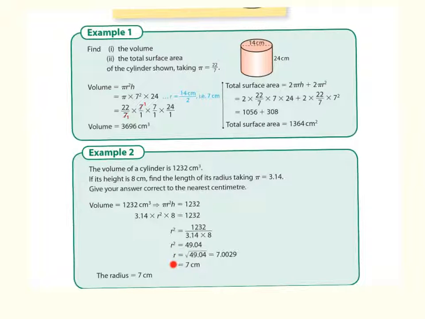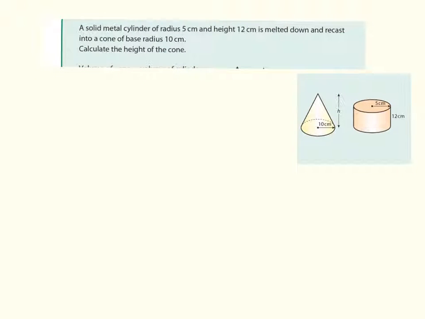But remember, we have only found what r squared is, so we have to find what r is, so the opposite of squared is square root. You get 7.0, so it says the nearest centimetre in the question, so the answer is 7.